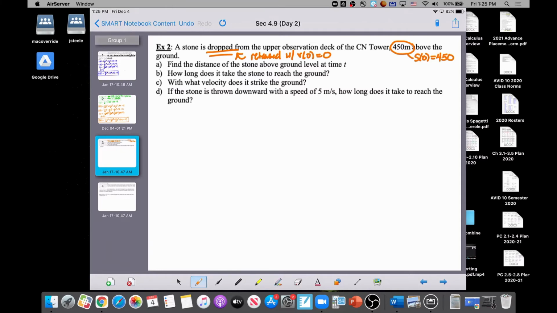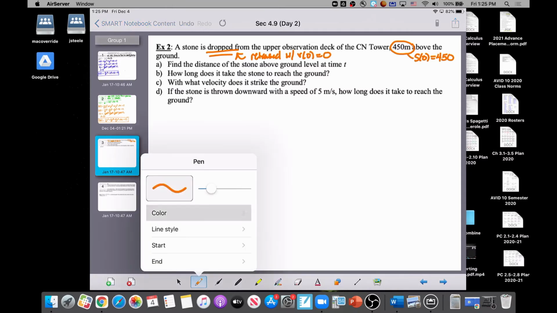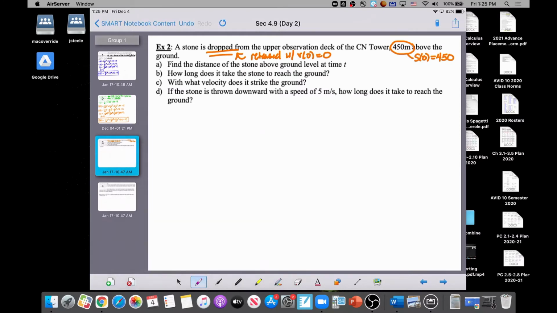What they don't give us in this problem, prerequisite knowledge that we definitely need, that they don't tell us, so I'm telling you right now, is that the acceleration of a falling object is negative 9.8 meters per second squared. So they don't give us the acceleration function. We just had to be able to figure that out for ourselves.